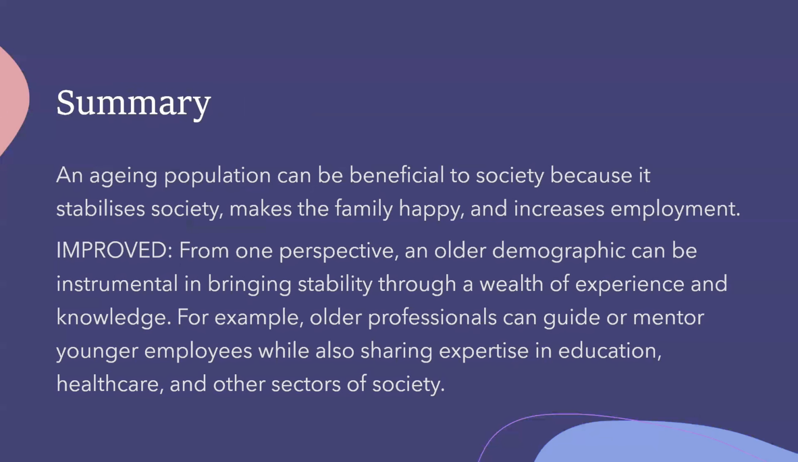So here we go. So firstly, let's look at the summary of what we think he's trying to say. An aging population can be beneficial to society because it stabilizes society, makes the family happy, and increases employment. We think that's what he's trying to say. How do we improve that? From one perspective, an older demographic can be instrumental in bringing stability through a wealth of experience and knowledge. For example, older professionals can guide or mentor younger employees while also sharing expertise in education, healthcare, and other sectors of society. Better vocabulary, better grammar, uses better structure.